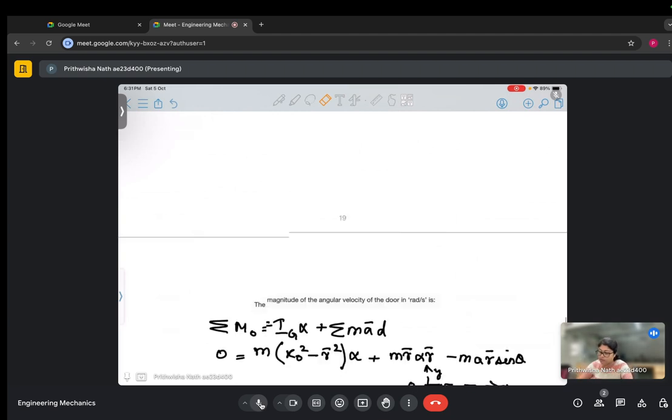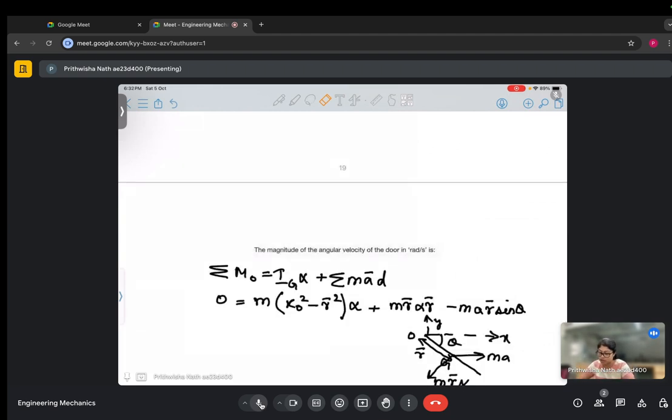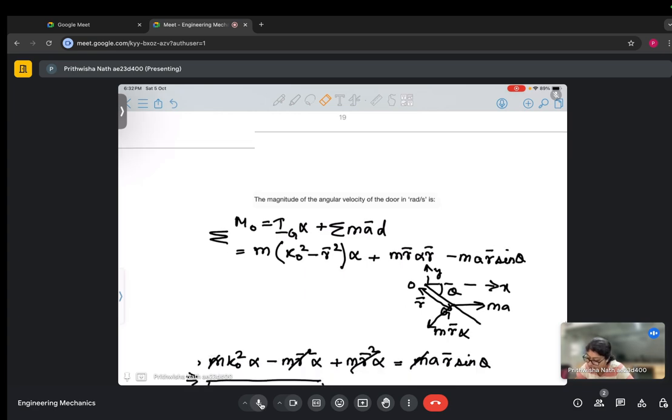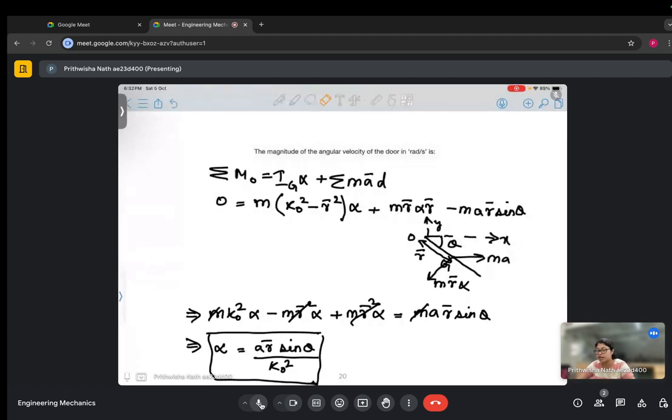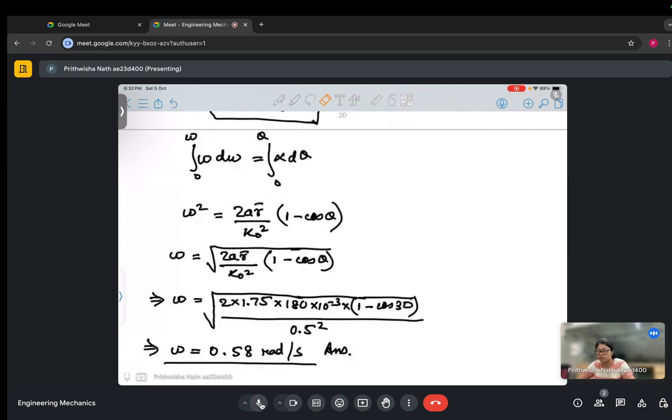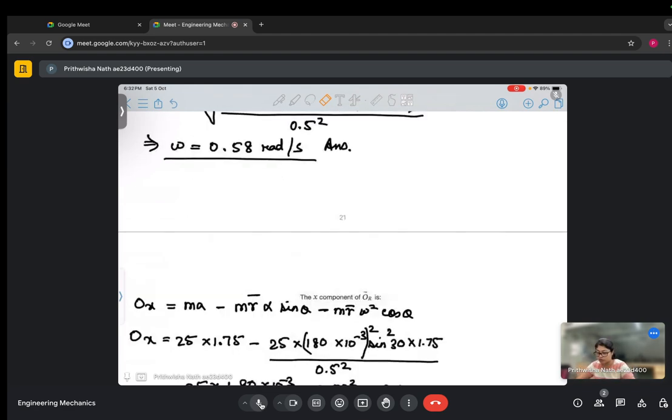Now in the next part of the problem, we are asked to find the magnitude of the angular velocity. So we write the moment equation about O. From this diagram we can write this. From there we get alpha as a r bar sin theta by K_O square. We also know omega d omega equals alpha d theta, and integrating that, omega comes out to be 0.58 radian per second.